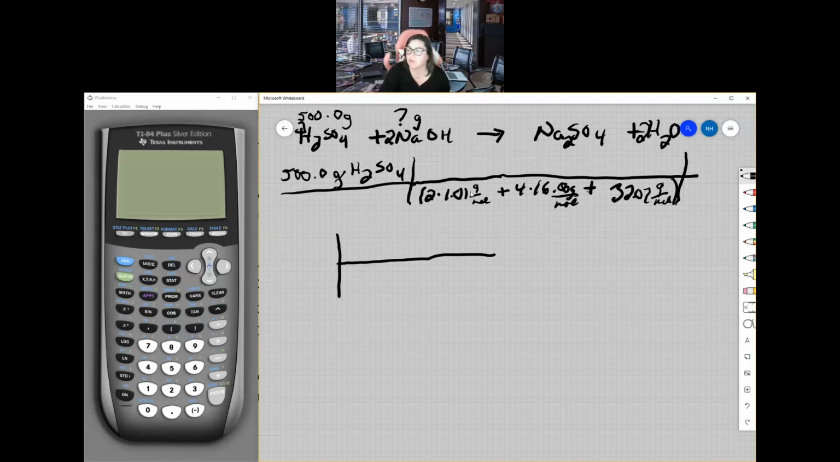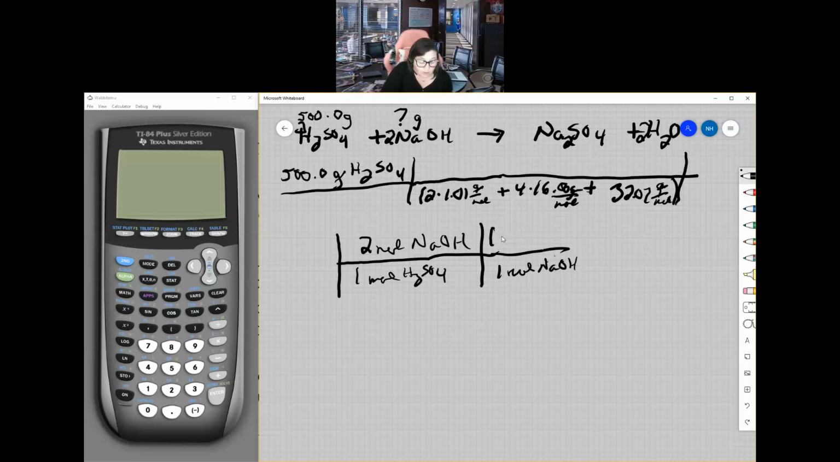So grams gets rid of gram. Moles of H2SO4. 1 mole of H2SO4 for 2 moles of NaOH. Sweet. And of course, if I want grams, I need to get rid of the moles of NaOH. And in order to do that, I need the molecular weight.